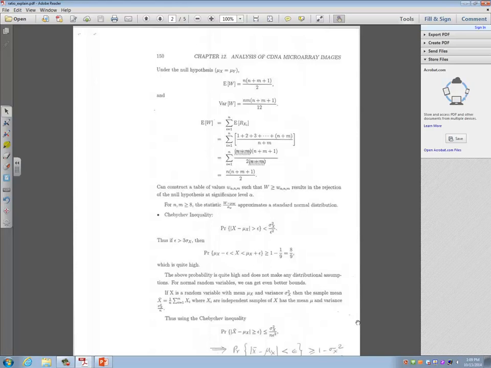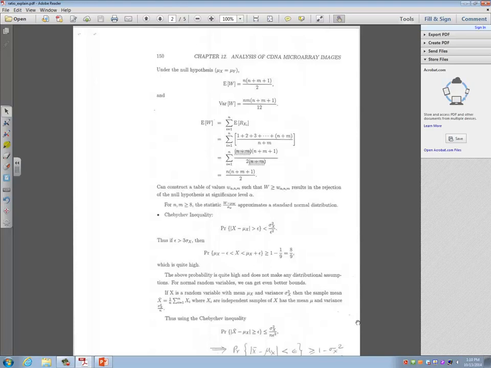You can also show that the variance is this. And you are bigger experts than me at 303, all the random processes and all that, so you can go and show that. It can be shown that the expected value is this and the variance is this. So now you can construct a table of values of this statistic W, and this is a function of alpha, n and m. N and m are the two sample sizes.